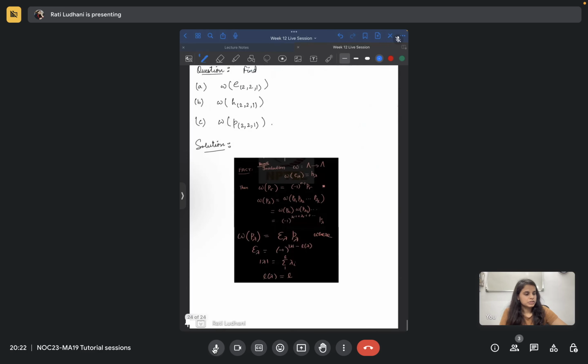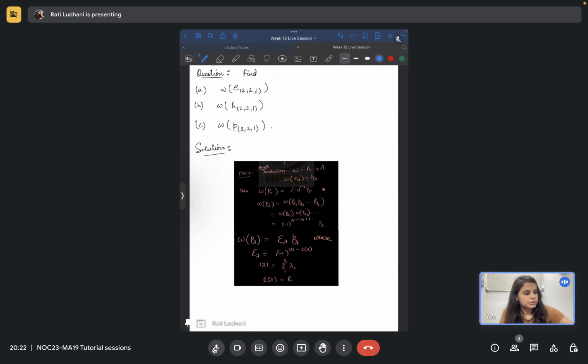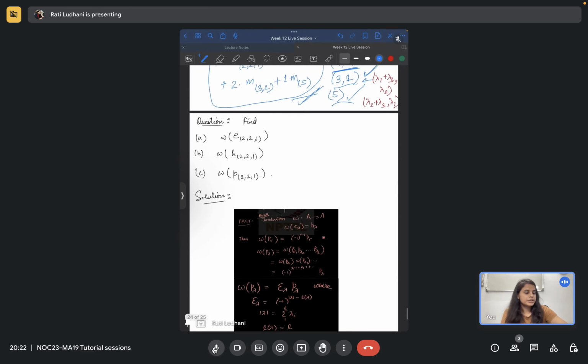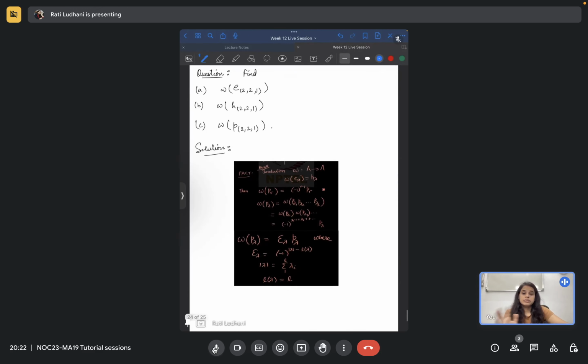Okay, let's move to the last question then. So this is related to, what will we get from this bijection? So this involution we have considered. So involution is mapping the set of symmetric functions to the set of symmetric functions. So, and what does this do? This sends e lambda to h lambda.